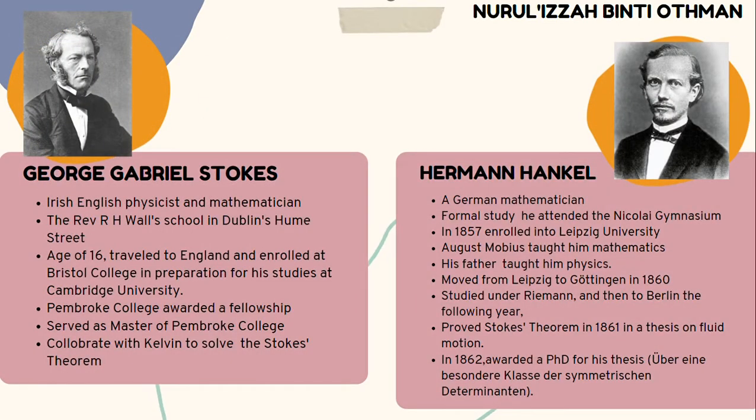Stokes was an Irish English physicist and mathematician. His first formal education was at the Reeve R.H. Wall School in Dublin Home Street. At the age of 16, George Stokes travelled to England and enrolled at the Bristol College in preparation for his study at the Cambridge University.